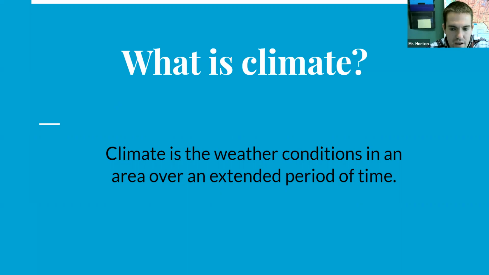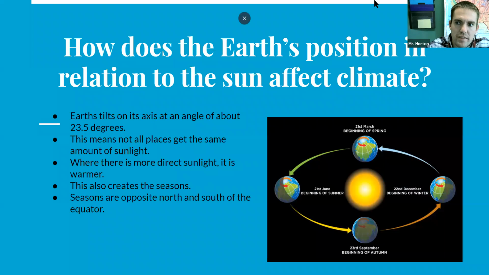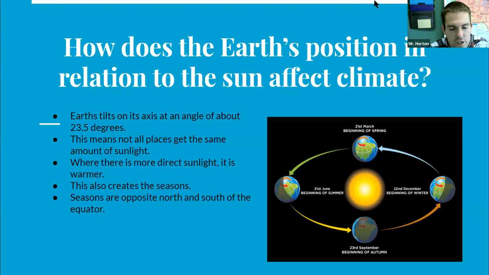All righty. So how do we get climates? How do climates happen here on Earth? The big reason why we have climates and these different changes in temperature is because of the Earth's position in relation to the sun. Where the Earth is located in relation to the sun throughout the entire year gives us our different climates.